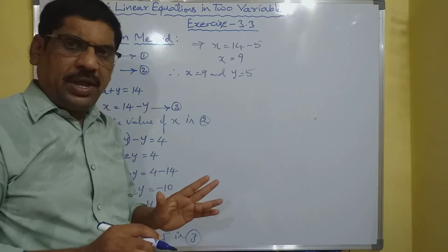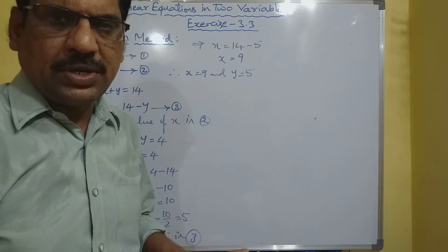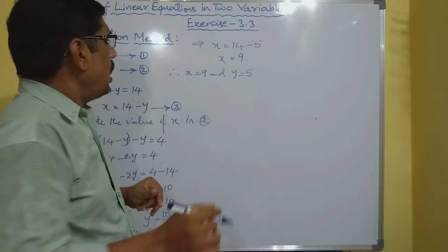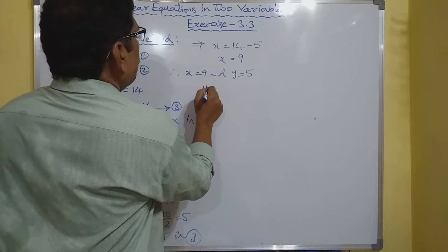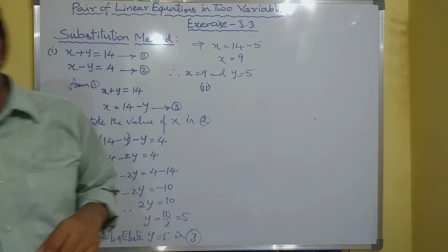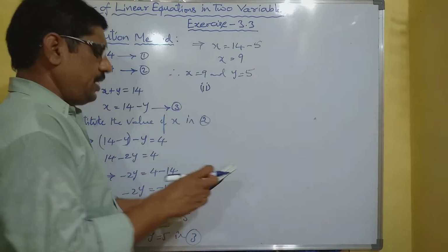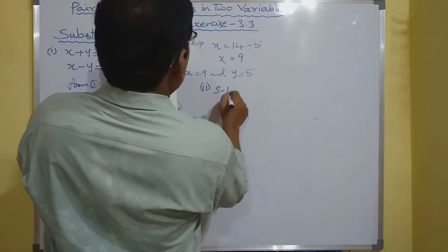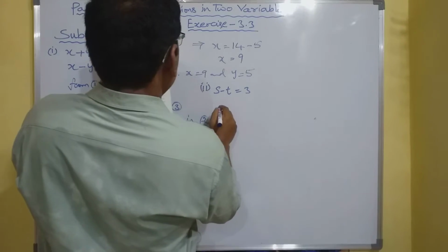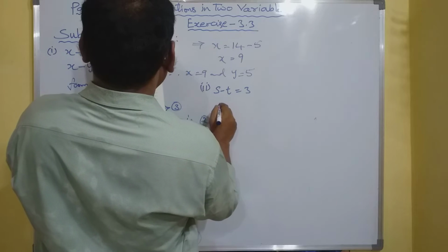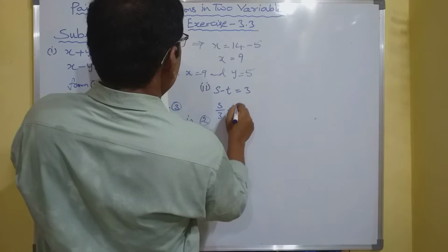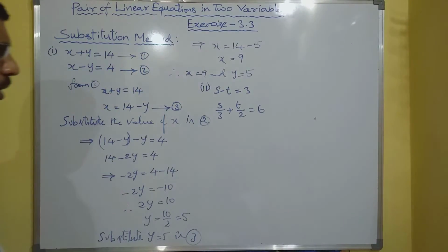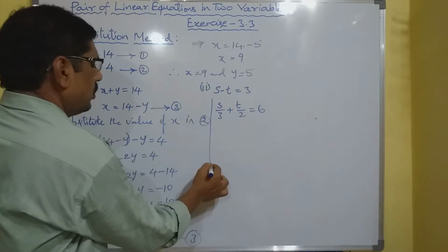This is the way to solve the pair of linear equations by using the substitution method. Let us solve one more problem from the exercise. The given equations are s minus t is equal to 3 and the second equation s by 3 plus t by 2 is equal to 6.